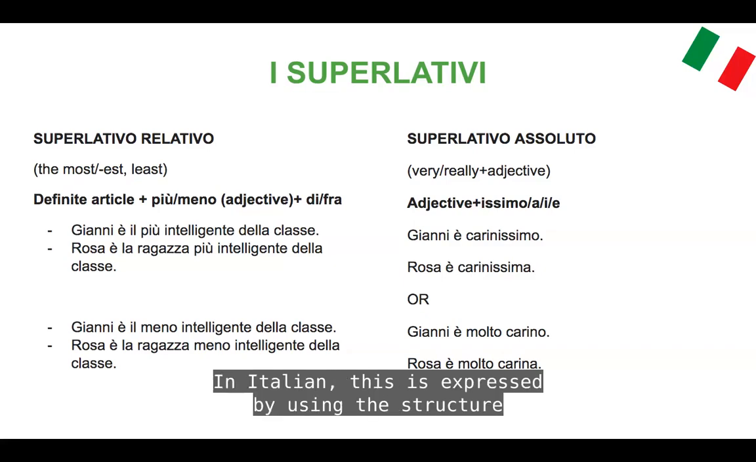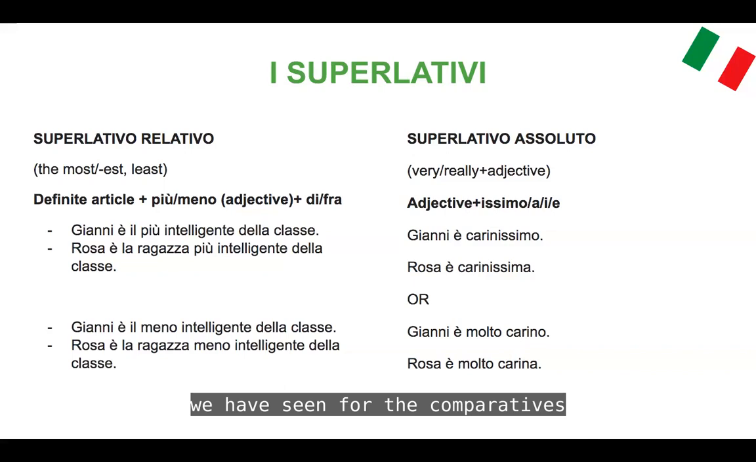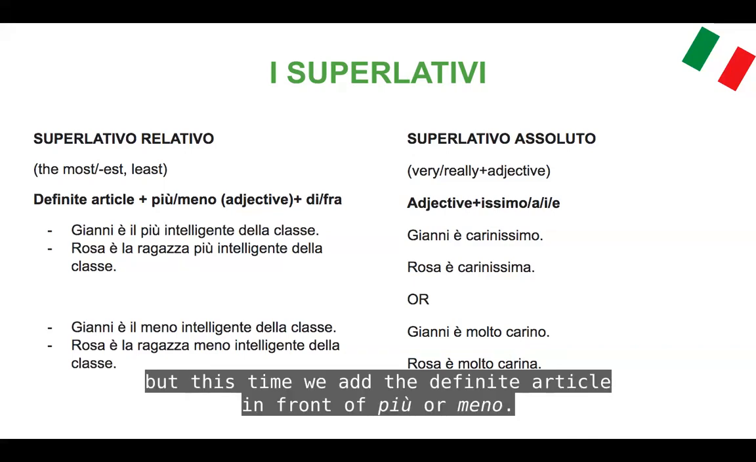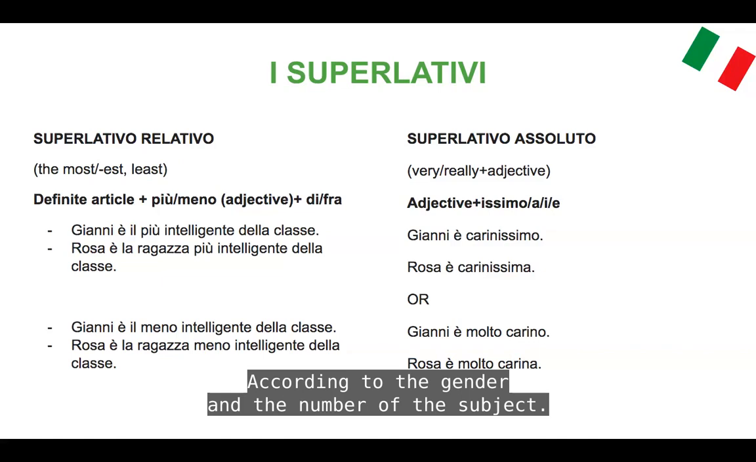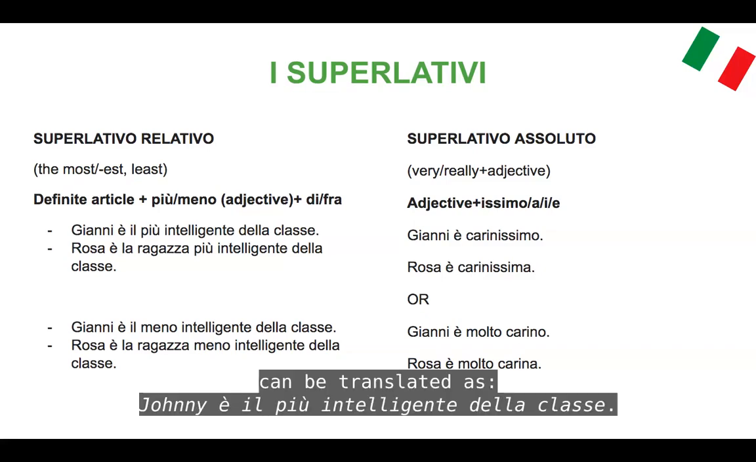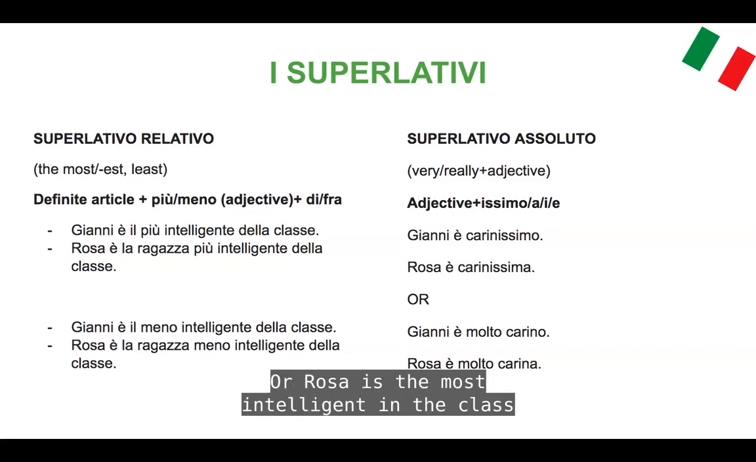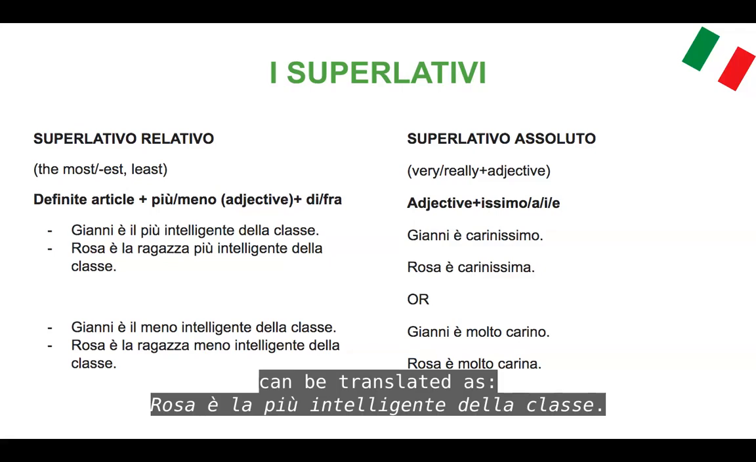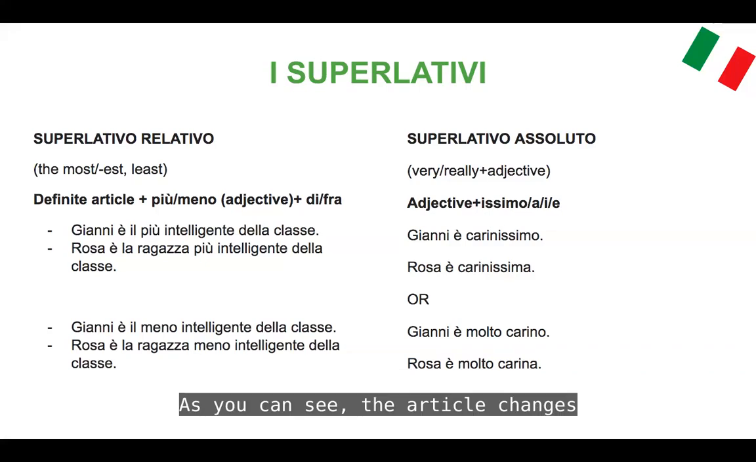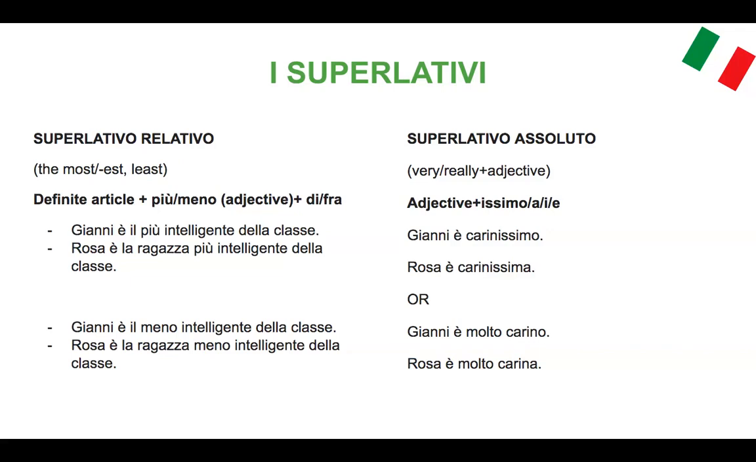In Italian, this is expressed by using the structure we have seen for the comparatives, but this time we add the definite article in front of più or meno, according to the gender and the number of the subject. And so, Gianni is the most intelligent in the class can be translated as Gianni è il più intelligente della classe, or Rosa is the most intelligent in the class can be translated as Rosa è la più intelligente della classe. As you can see, the article changes according to the subject I'm referring to.